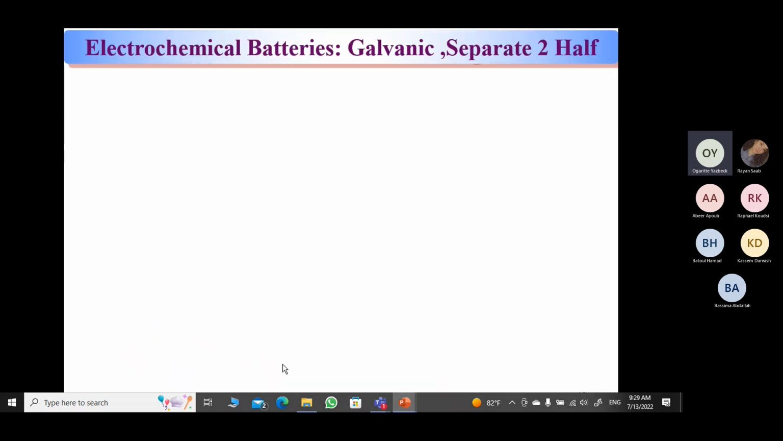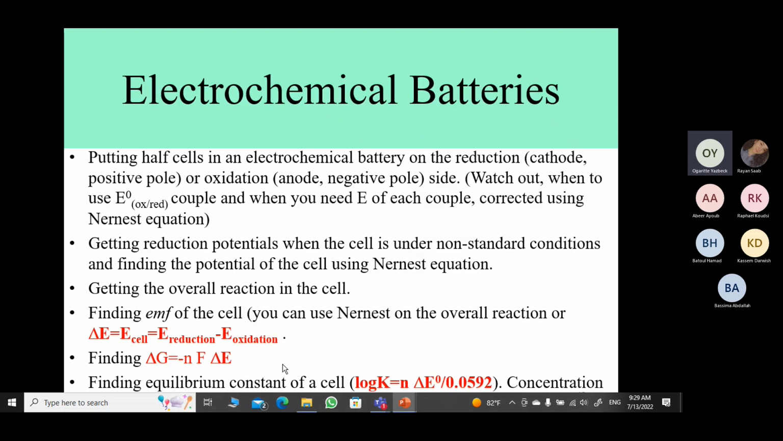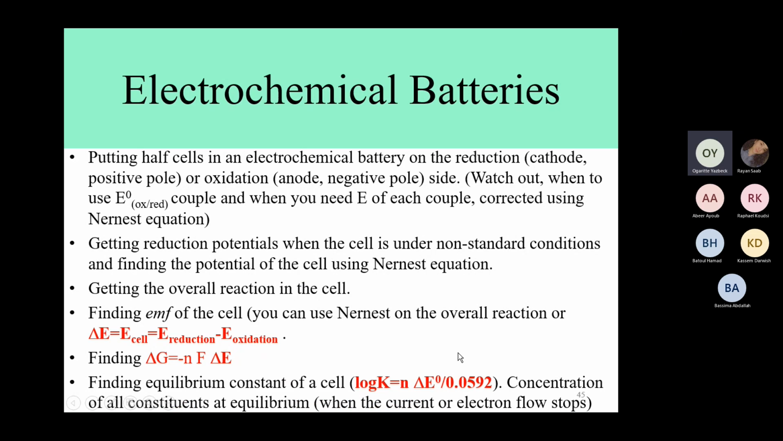Finding equilibrium constant, which remember only depends on E naught, even if it's non-standard. So it's log K equals n E naught divided by 0.592. This is when you're at equilibrium, the concentration of all the constituents are at equilibrium and the current flow stops.